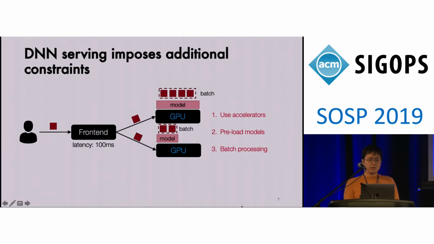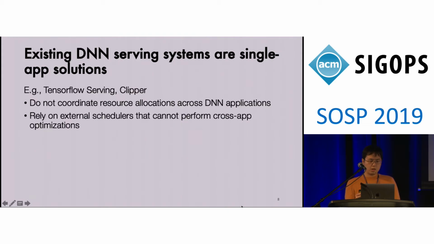And third, because GPUs and accelerators are relatively more expensive, to make it more cost-effective, we need to maximize the utilization of accelerators. Batch processing is one of the key techniques to achieve this. Existing systems such as TensorFlow Serving and Clipper already address these constraints. However, they are mostly scoped to a single application.